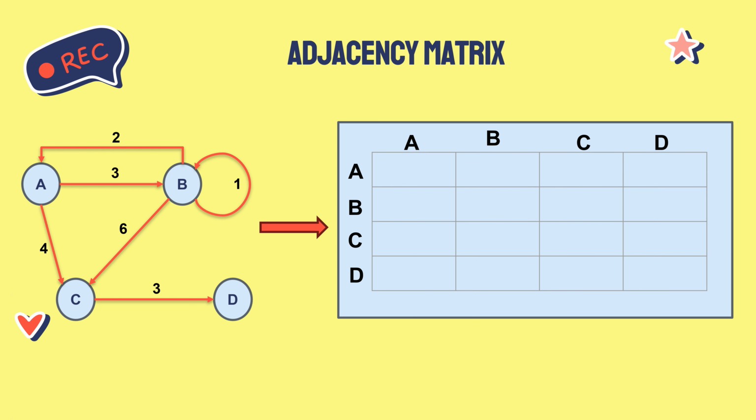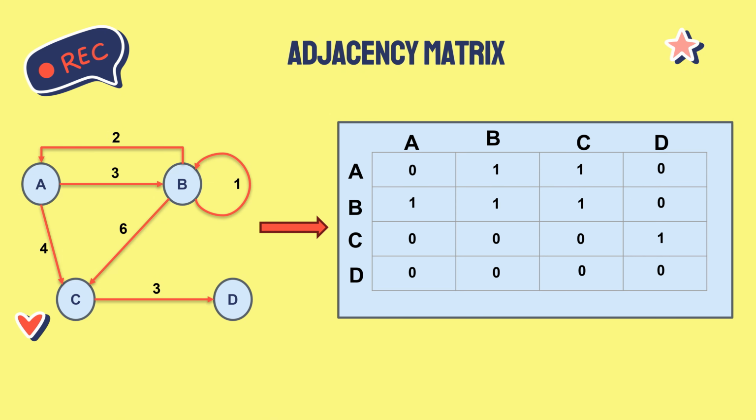Let's construct the adjacency matrix of our graph. There is no edge from A to A, so we put 0. There is an edge from A to B, so we put 1. There is an edge from A to C, so we put 1. There is no edge from A to D, so we put 0. The other rows follow the same pattern.